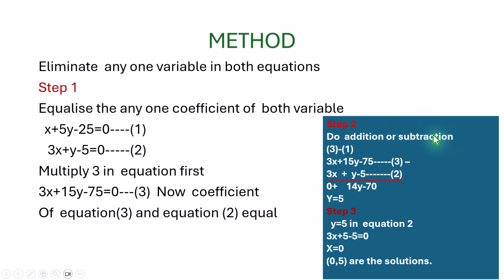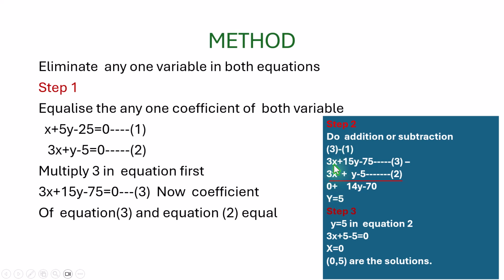Then do addition or subtraction. Which one is suitable? That operation we will do, addition or subtraction. Here 3x minus 3x is equal to 0, so subtraction is suitable. 3x plus 15y minus 75 is the third equation. 3x plus y minus 5 is the second equation. 3x minus 3x is 0. This is called elimination.